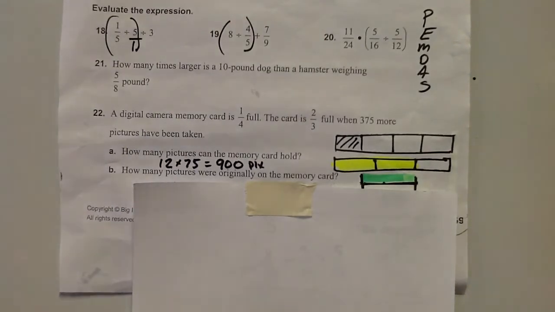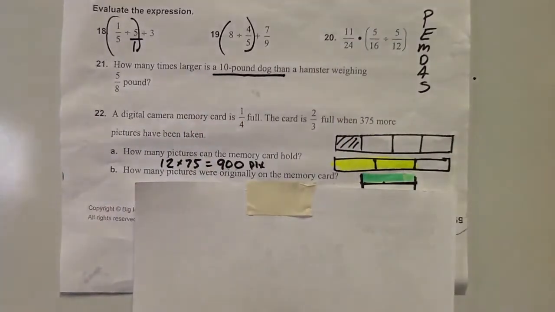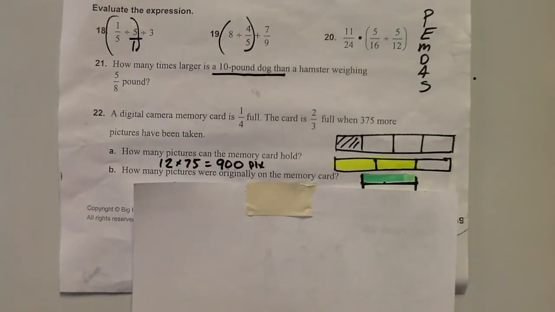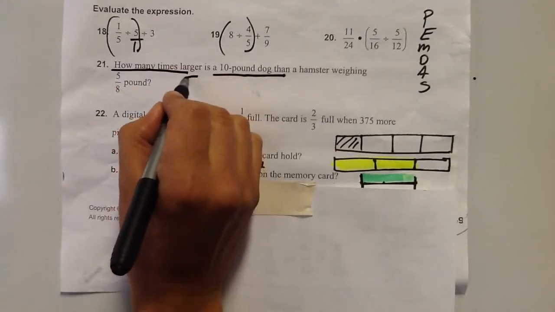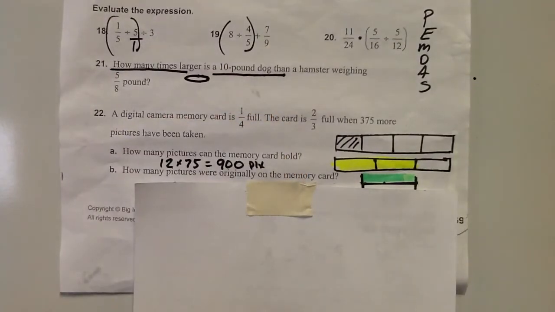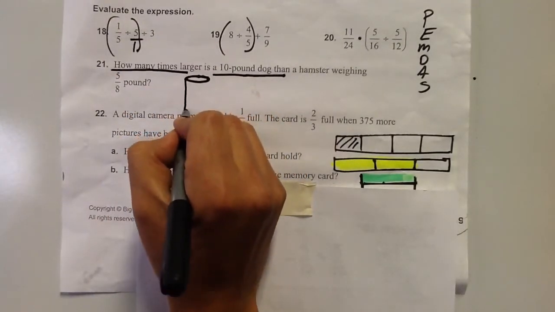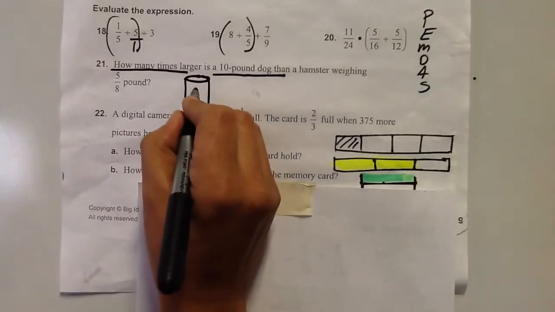Okay, let's work on these next problems. I'm trying to find my answers. I can't find them. How many times larger is a 10-pound dog than a hamster weighing 5/8 pounds? Now look at this. How many times larger? Here's your clue. And so let's pretend here is the dog. Well, we're just going to have to make the dog look like a cylinder. Why? Because it's easier to see. So here's your dog, 10 pounds.